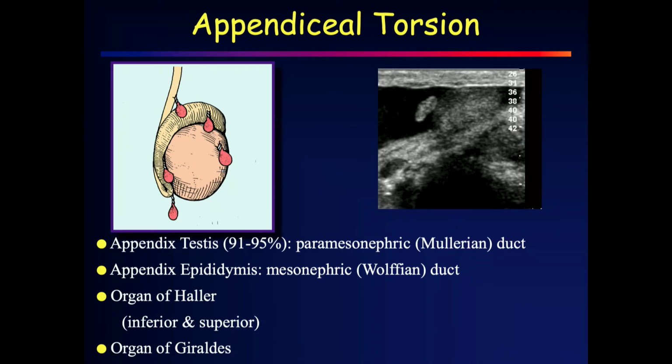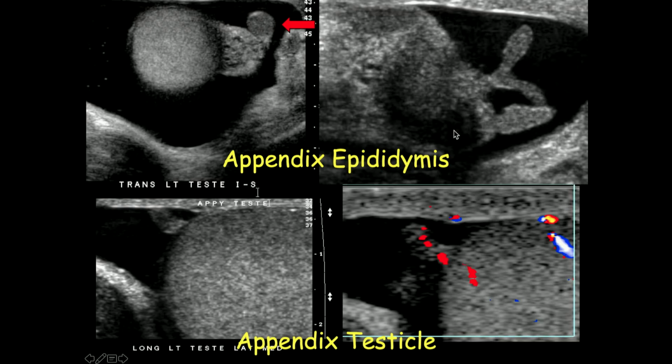We have 5 embryologic organs that can give us appendices, the most common of which is the testicle, followed by the epididymis. I like this guy because he looks like a little duck. Here's one coming off the epididymis, looks like Bugs Bunny. They have blood flow in them. This is the etiology of the classic blue dot sign in the pediatric population. When these torse, they hurt, but we don't care. They just form little calcifications.